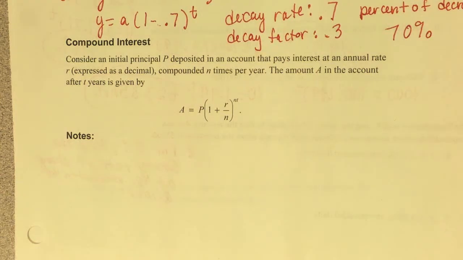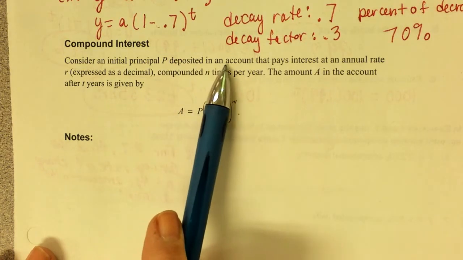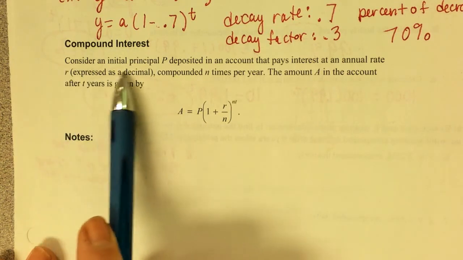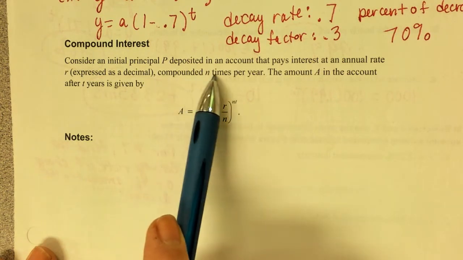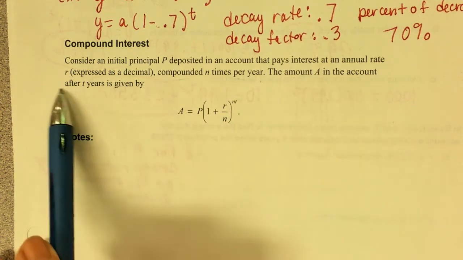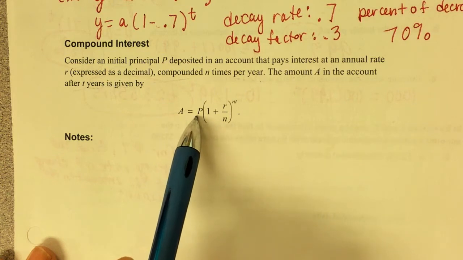Right, so looking at page 157 and compound interest. So this is our formula, and it says to consider an initial principal P deposited in an account that pays interest at an annual rate R, expressed as a decimal, compounded n times per year. The amount A in the account after T years is given by this equation right here.